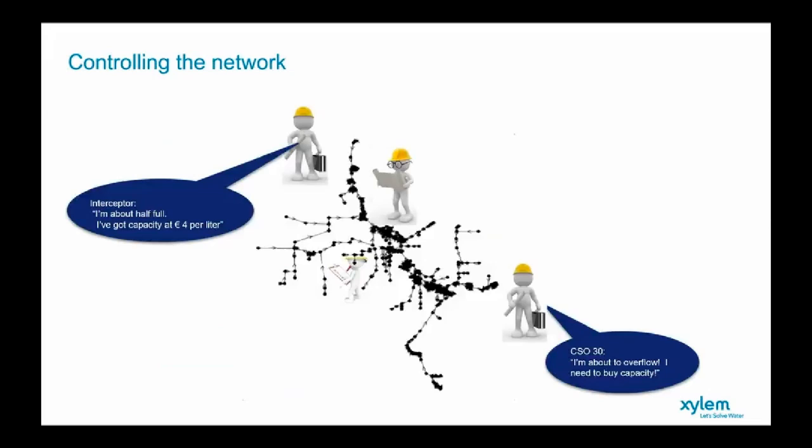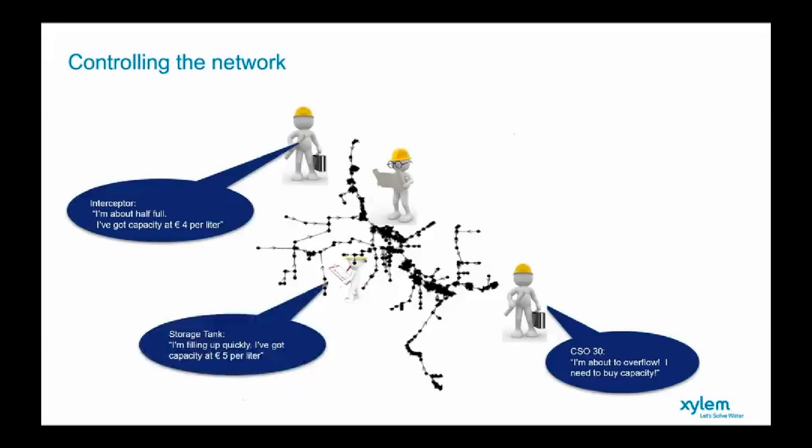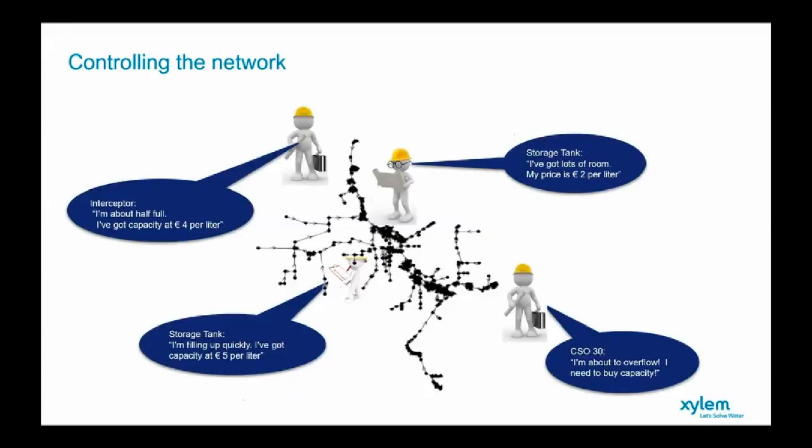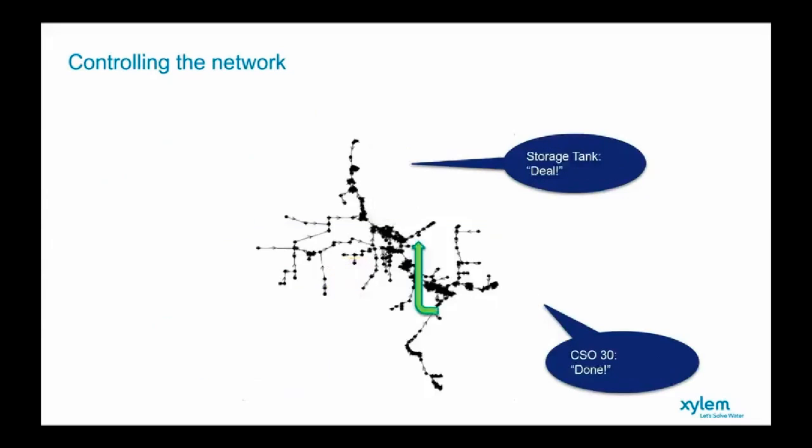Okay, so that CSO is about to spill. What are the options in terms of operating the network to help that CSO out? And these are the options that are being proffered. And you can see that the cheapest option here is this storage tank, because that storage tank isn't that full at the minute. So what happens? A deal is done. So this is all being done in real time.